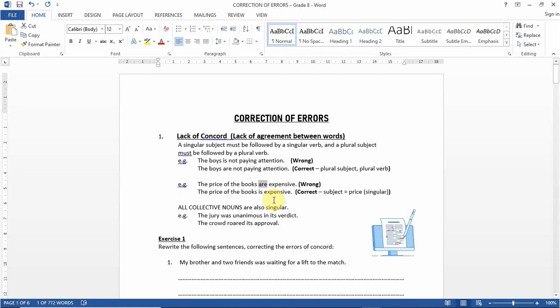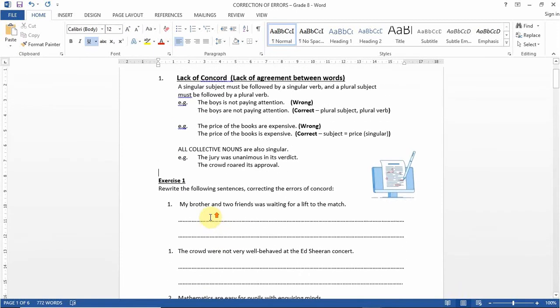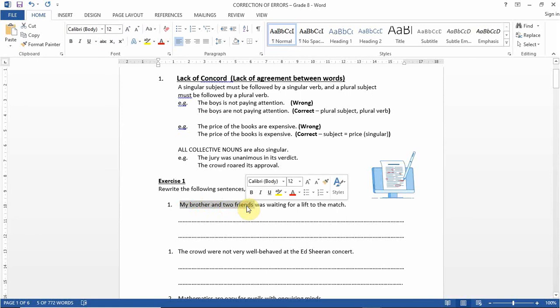Okay, so if we get a lack of concord, it means that there's a lack of agreement between the subject and the verb, and either the subject is wrong or the verb is wrong. Most of the time the verb is wrong, but just check. Okay, so let's take the first example. My brother and 2 friends was waiting for a lift to the match. My brother and 2 friends, so that's 3 people, so that's plural. Was waiting, no, not going to work.